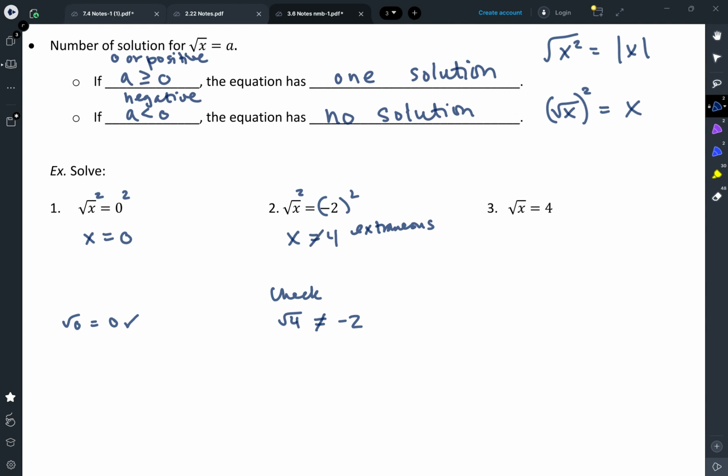X can't be 4. There is going to be no solution. So when you're solving, if you have a square root equal to a negative, right away you could just write no solution. It is good, though, with square roots to go back and check every single time.